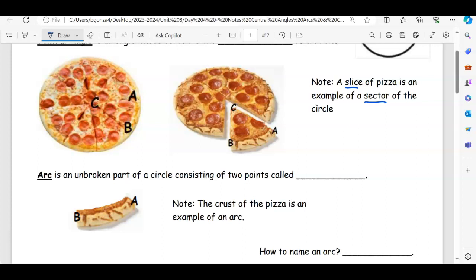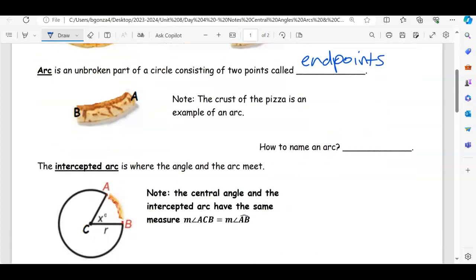It's an unbroken part of a circle consisting of 2 points called endpoints. Fill that in. Now it says, note, the crust of a pizza is an example of an arc. Just the edge of the crust, of course. All right, now, how do we name this arc? So if I got this crust from A on the edge to B, I would call that arc AB. Cool.